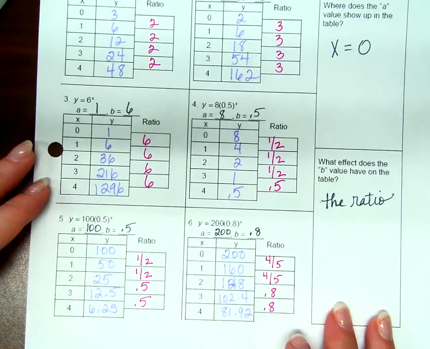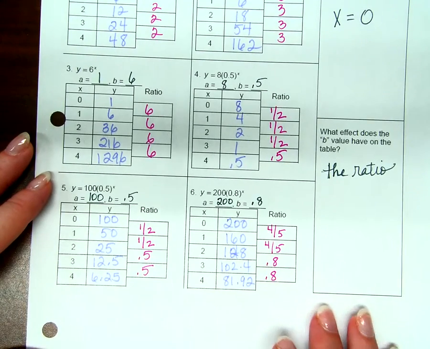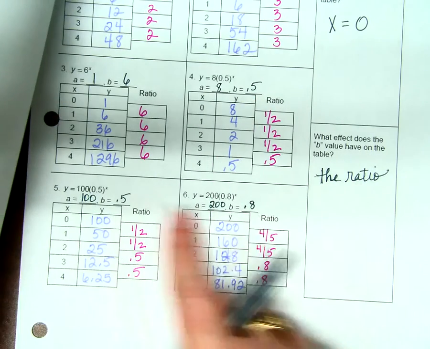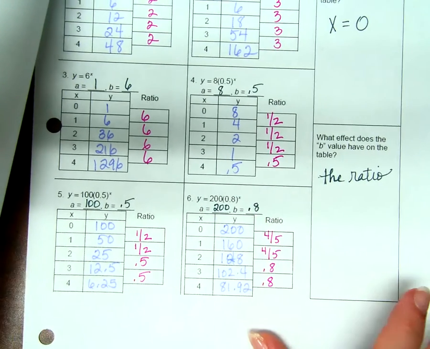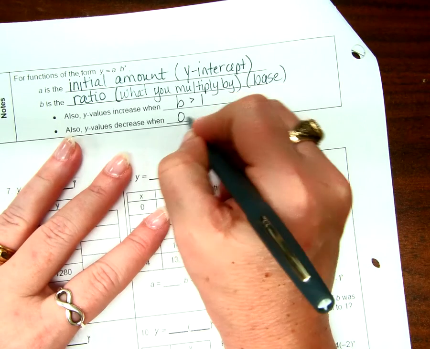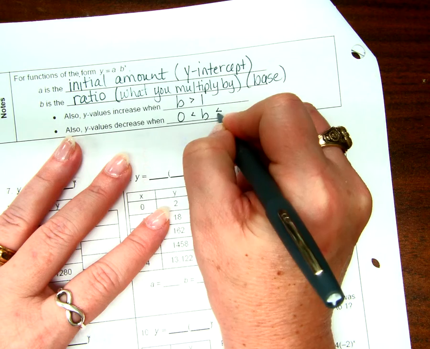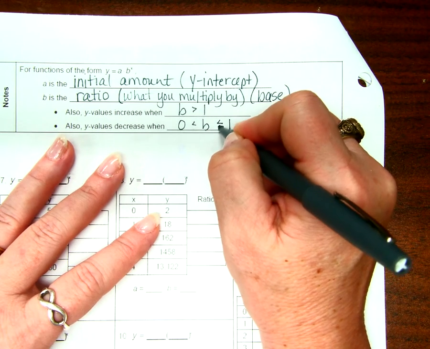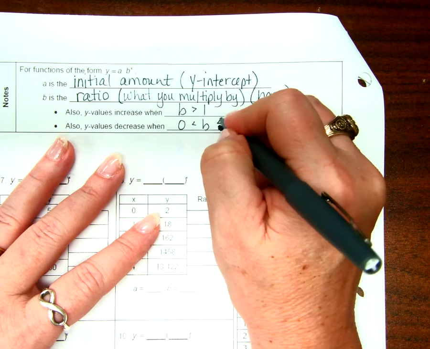What about when is the table decreasing? When are the y values decreasing? Okay, so we have to be careful. It is between 0 and 1. Because see, all of these are positive values, aren't they? So 0 is less than b is less than or equal to 1. Ooh, no. Just less than. Ignore that.